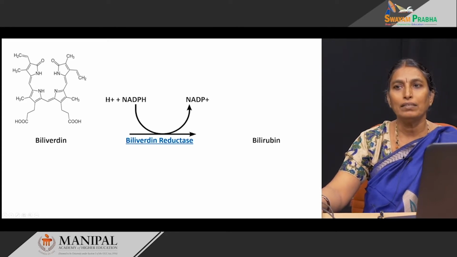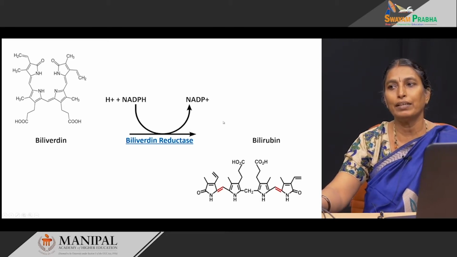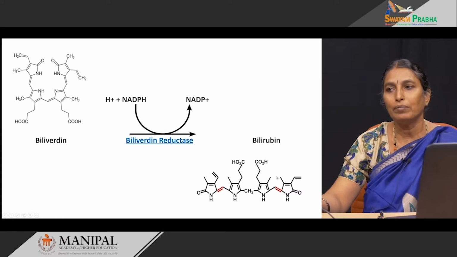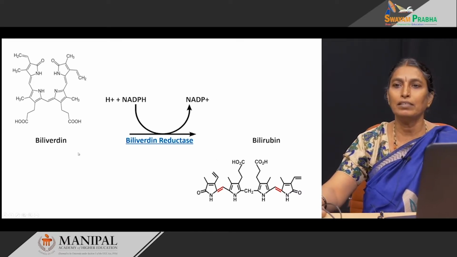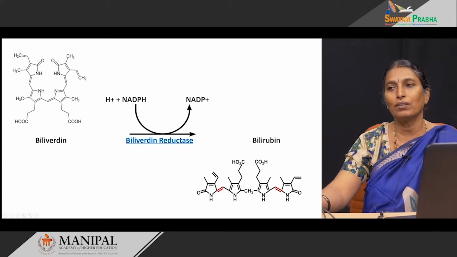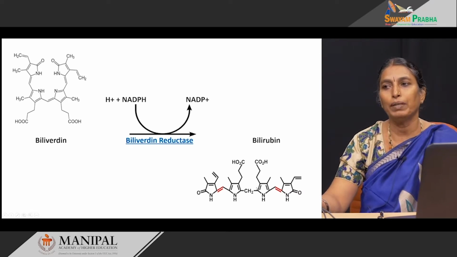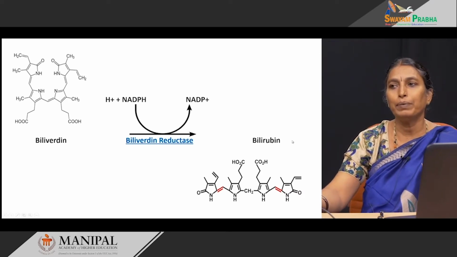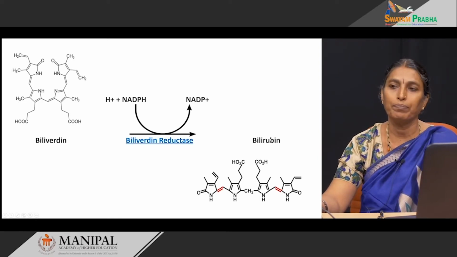So, NADPH donates the hydrogen ions to this methylene bridge, and the methylene bridge is reduced to a methyl bridge between the two rings. This is the structure of bilirubin, and bilirubin is a reddish orange color pigment. This is a green one, this is a reddish orange color pigment. This pigment is water insoluble, and this pigment does not have any function in our body.